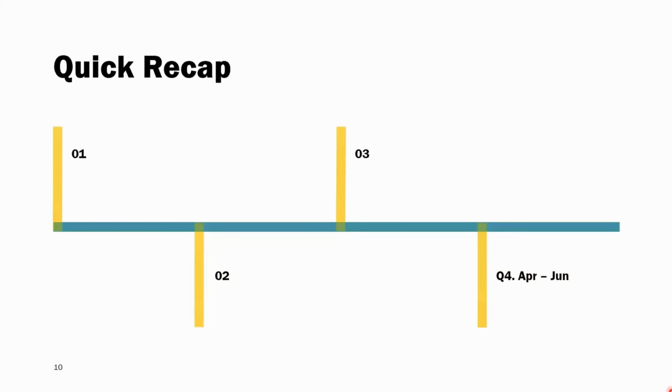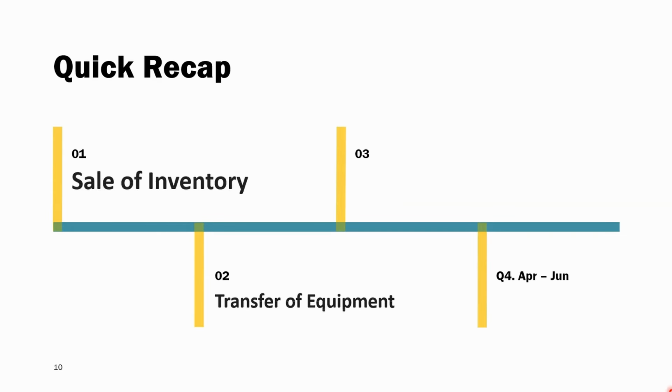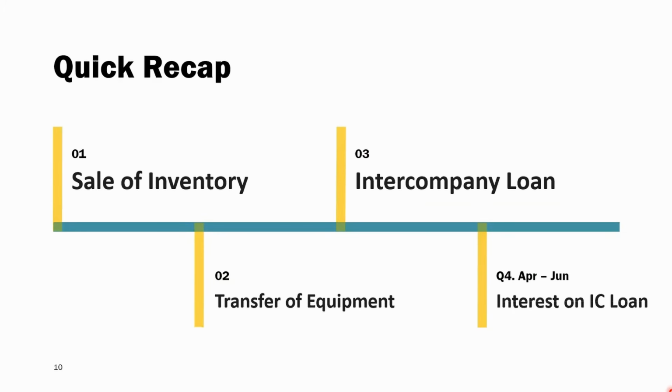So let's take a quick recap. We have covered sale of inventory journal entries, transfer of equipment journal entries, intercompany loan journal entry, and interest on intercompany loan journal entry. So these are the 4 journal entries which we have covered.